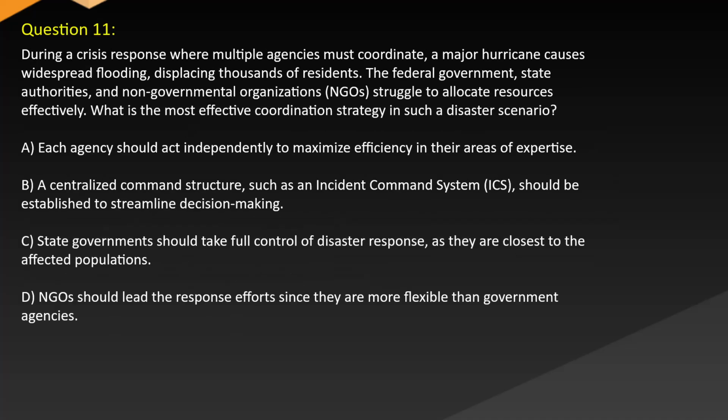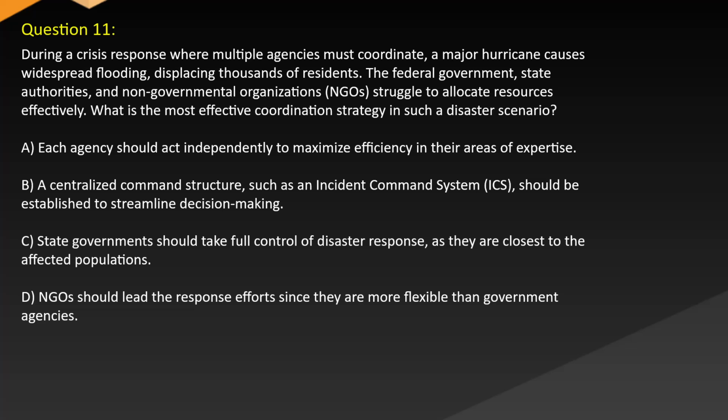Question 11. During a crisis response where multiple agencies must coordinate, a major hurricane causes widespread flooding, displacing thousands of residents. The federal government, state authorities, and non-governmental organizations, or NGOs, struggle to allocate resources effectively. What is the most effective coordination strategy in such a disaster scenario?